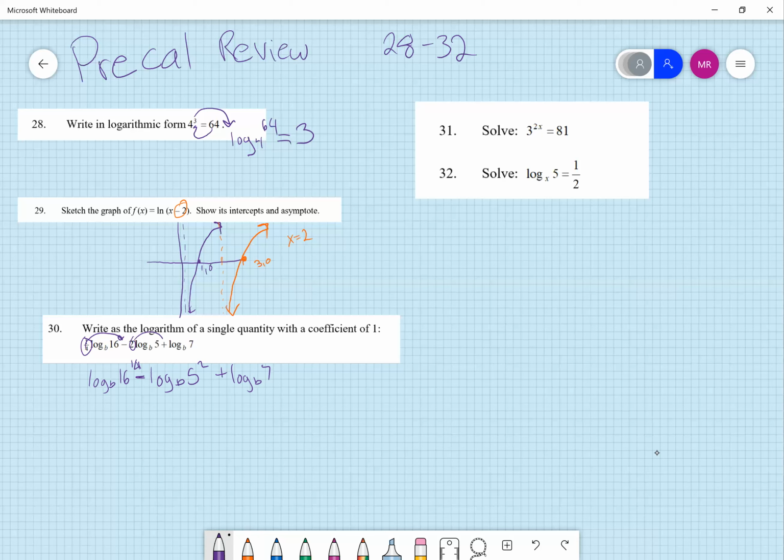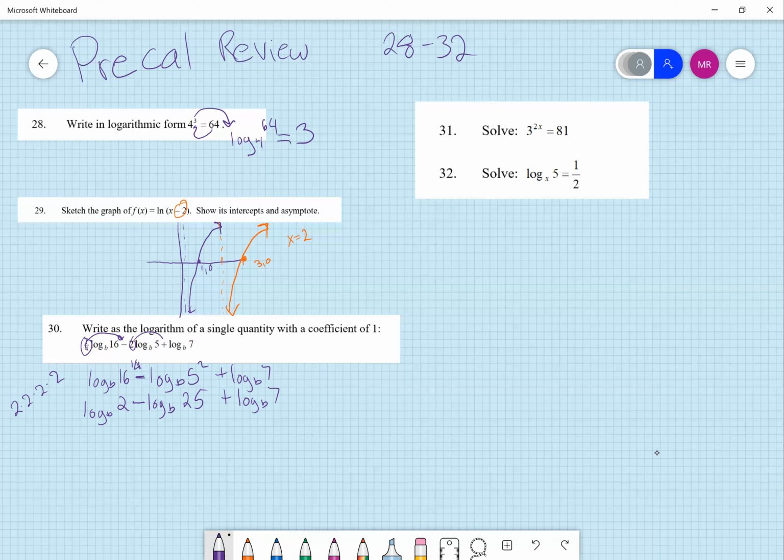So now let's take care of our exponents a little bit. So what's the fourth root of 16? Well, if we go 2 times 2 times 2 times 2, 2 times 2 is 4. 4 times 2 is 8. 8 times 2 is 16. So we know that log 16 to the 1/4 is log base b of 2. And similarly, we have log base b, and we'll take care of that exponent right now. 5 squared is 25, plus log base b of 7.